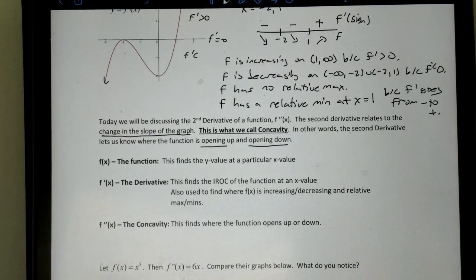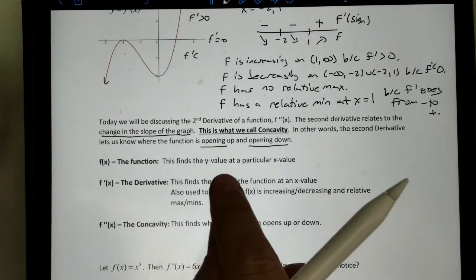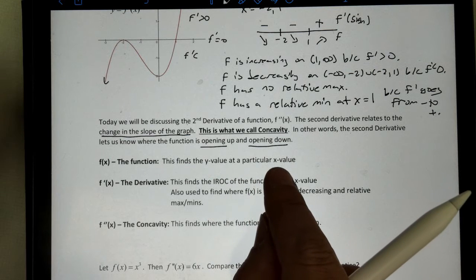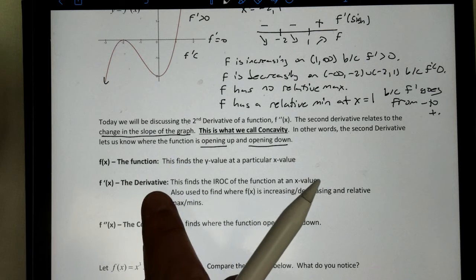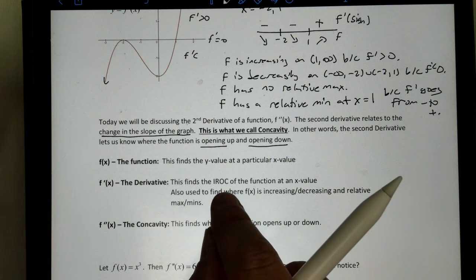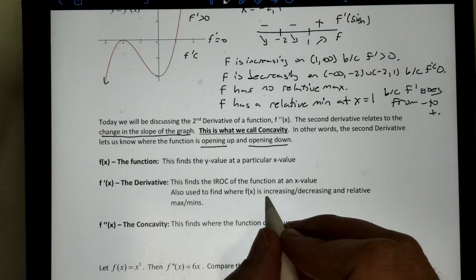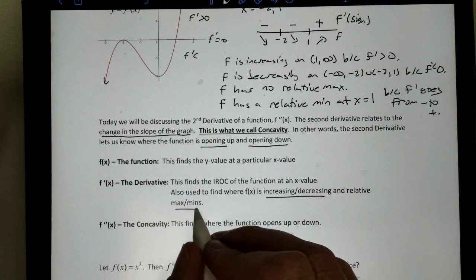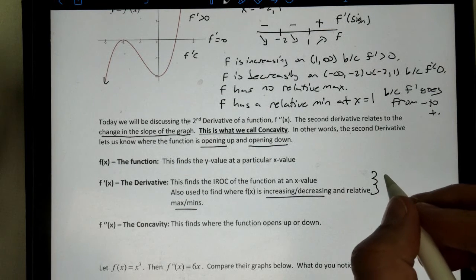So let's review real quickly. The function f finds the y value at a particular x point. The derivative finds the instantaneous rate of change of the function at an x value. We can also use it to find out where the function is increasing, decreasing, and has relative max and mins. This was our first derivative test.